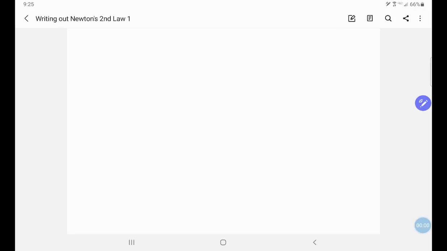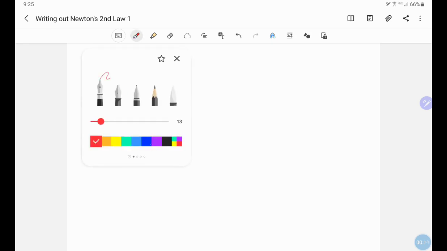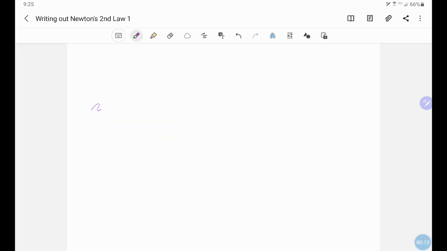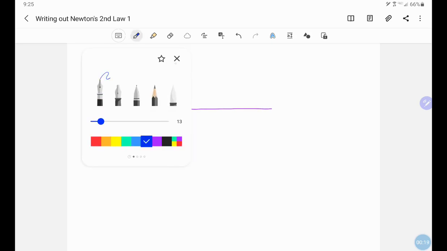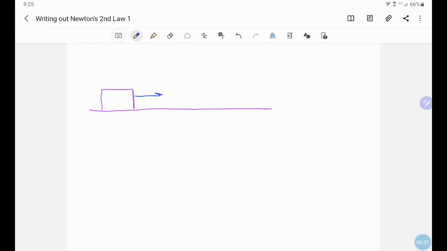All right, ladies and gentlemen, I want to start out by discussing how to write out Newton's second law from a very basic perspective. So we're going to take a very mundane example. We're going to just push a box along a horizontal surface without friction. So here's my box. Here is my applied force. The box has mass m. I'm not worried about numbers.